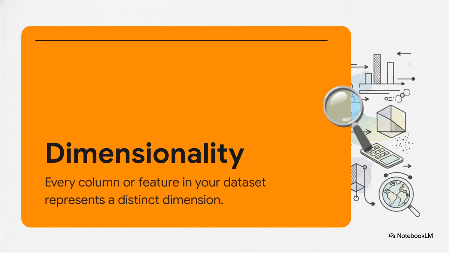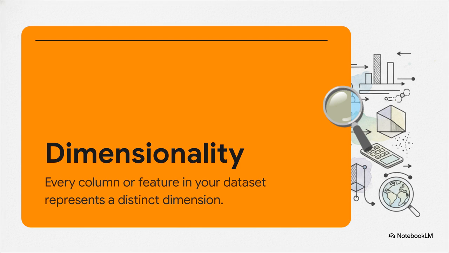Now, what's really interesting about this is that academia wants you standing at a whiteboard manually inverting a 4x4 matrix. But in reality, a Python library does that in literally 1 millisecond. What you actually need to care about is dimensionality. Think of a dataset. Every single column or feature in your data represents a distinct dimension. Let's say you're trying to predict house prices, right?